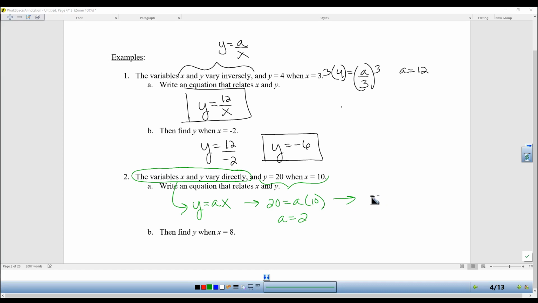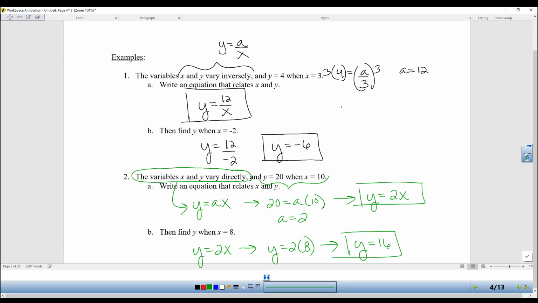Now, when this says write an equation that relates x and y, you can't stop here. I actually want the equation. So the equation is y is equal to 2x. Then I can use that equation to find y when x is equal to 8. Y is equal to 2 times 8. Y is equal to 16.